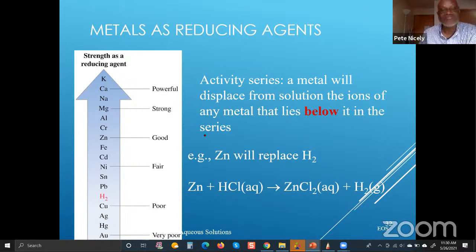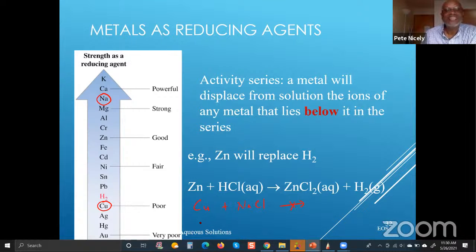Now, in terms of a reaction that will not occur, if you take copper and try to react it with, let's say, sodium chloride, that reaction will not take place. Why? Because copper is below sodium in the activity series. So basically, because copper is below sodium, we know that this reaction will not take place.